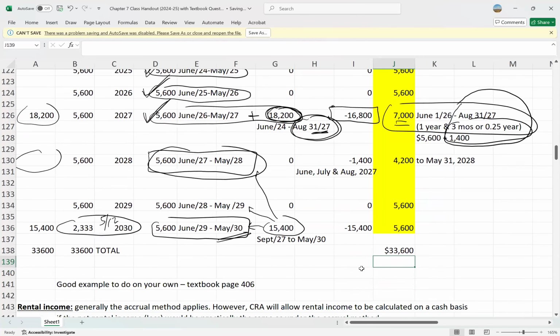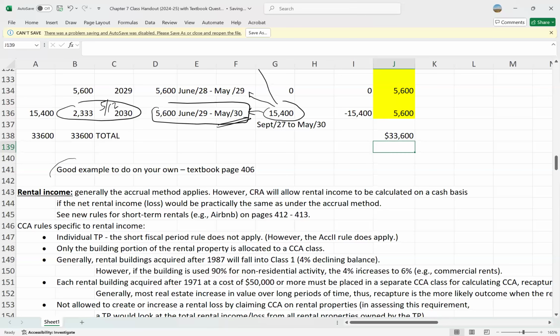So just as another example that you can do on your own when you're preparing for the midterm, you can look at this example in the textbook that goes through a similar example with different amounts on page 406. So that's interest income.